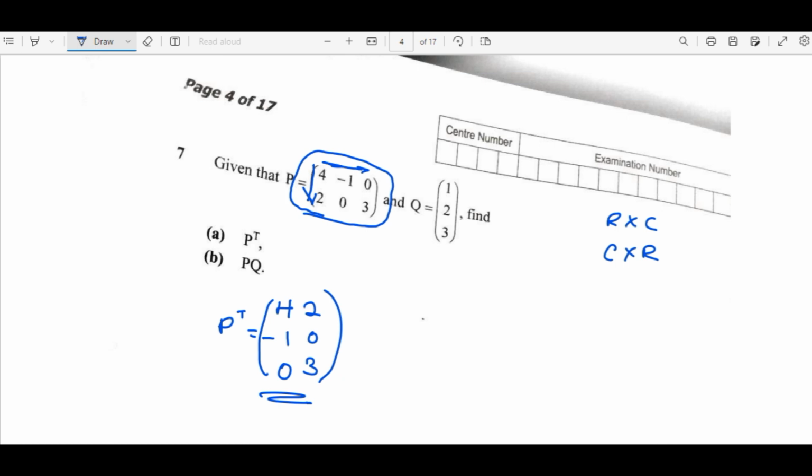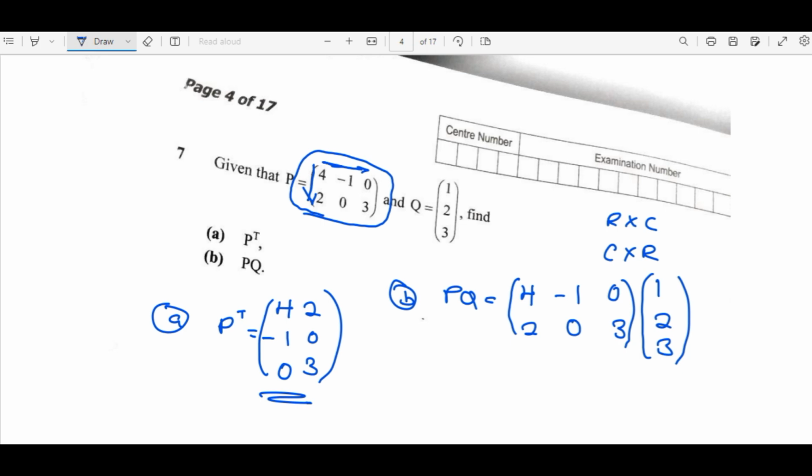Okay, we can move. So this is A, and then we can move to B. PQ is equal to, we have 4, 2, negative 1, 0, and 0, 3. We are copying the original, which is P that we've been given there, and then Q. And then we multiply, because we have to multiply. So we would say 1, 2, and 3 there.